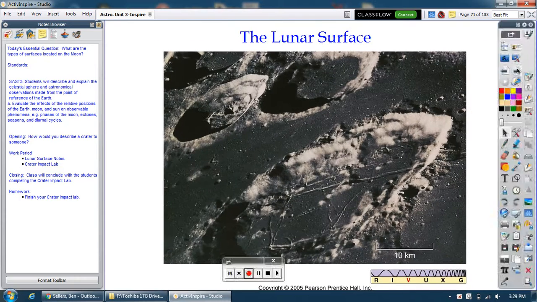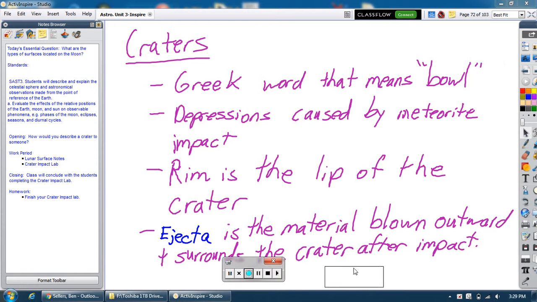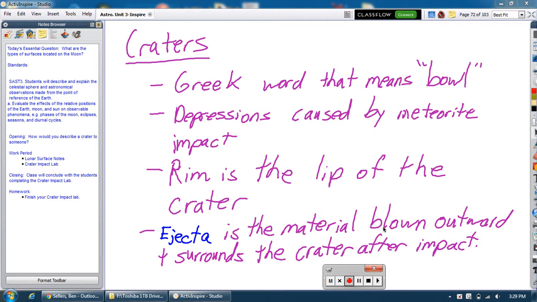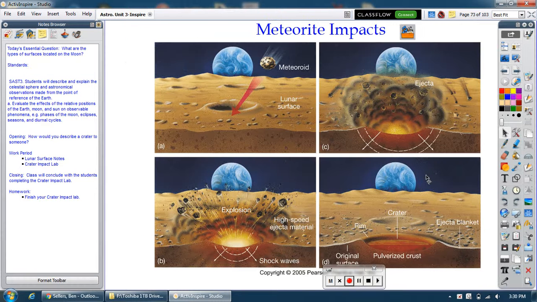Lunar surface. Let's talk about what a crater is. This is probably the most recognizable lunar surface feature. Crater comes from the Greek word meaning bowl. It's a depression caused by a meteorite impact. It has several different parts to it, including the rim, which is basically the lip of the crater. And then the ejecta is the material blown out, surrounds the crater after the impact. I'll point these things out on this slide here.